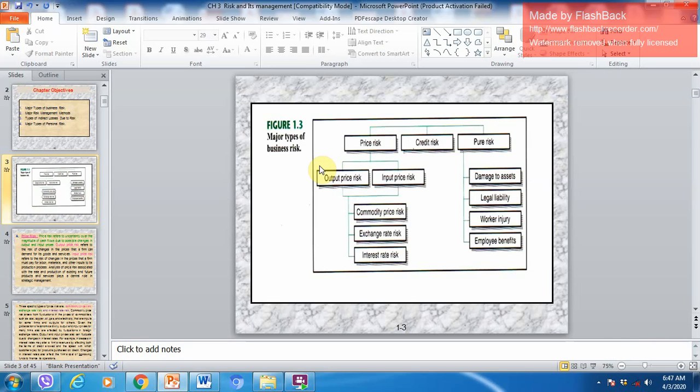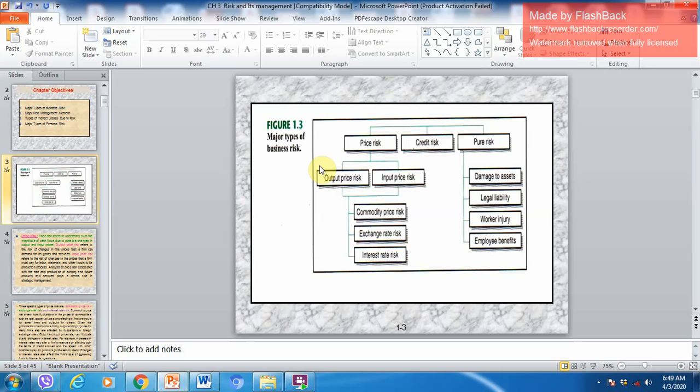The last three: legal liability, worker injury, and the employee benefit. So these were the three major types of business risk that we discussed today in this session: price risk, credit risk, and pure risk. In previous classes we already discussed insurance and the relationship between insurance and risk.